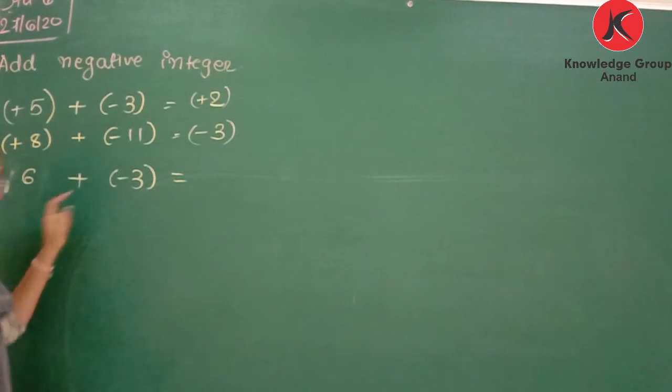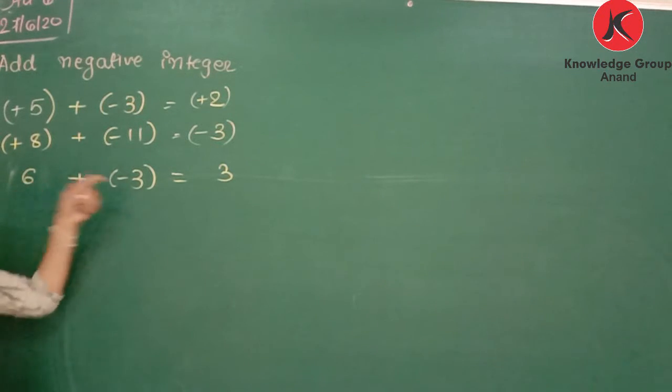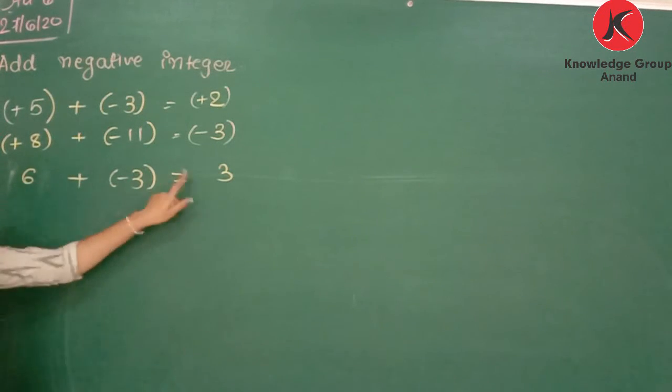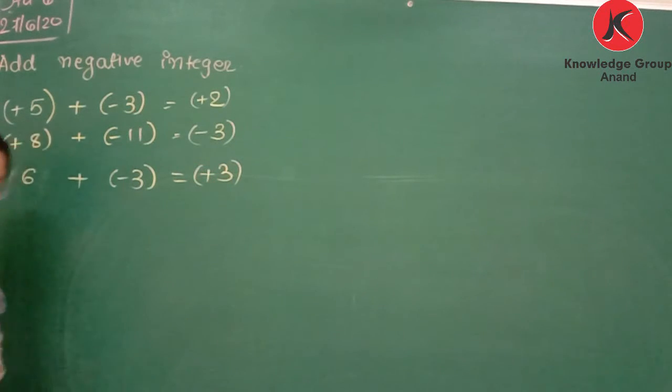6 minus 3, that is 3. Now the sign. Which one is greater from 6 and 3? 6 is greater and the sign of 6 is plus, so the answer has a plus sign.